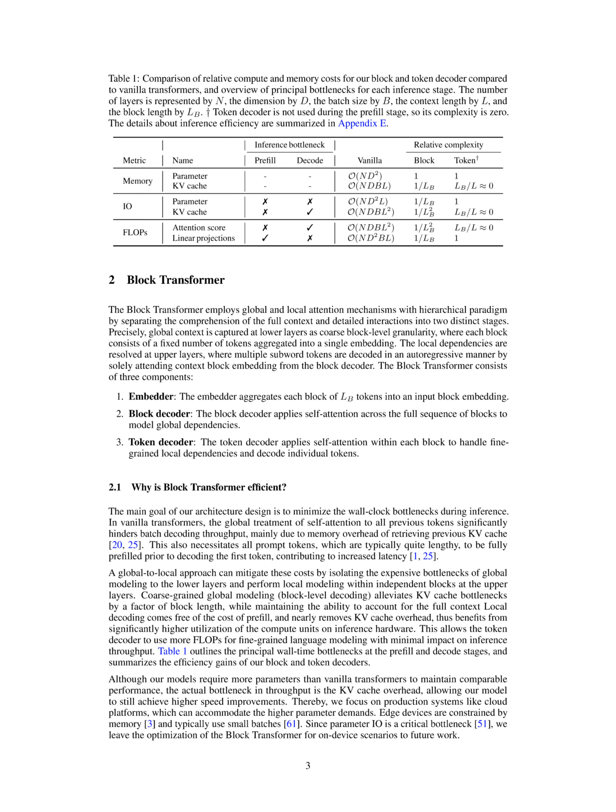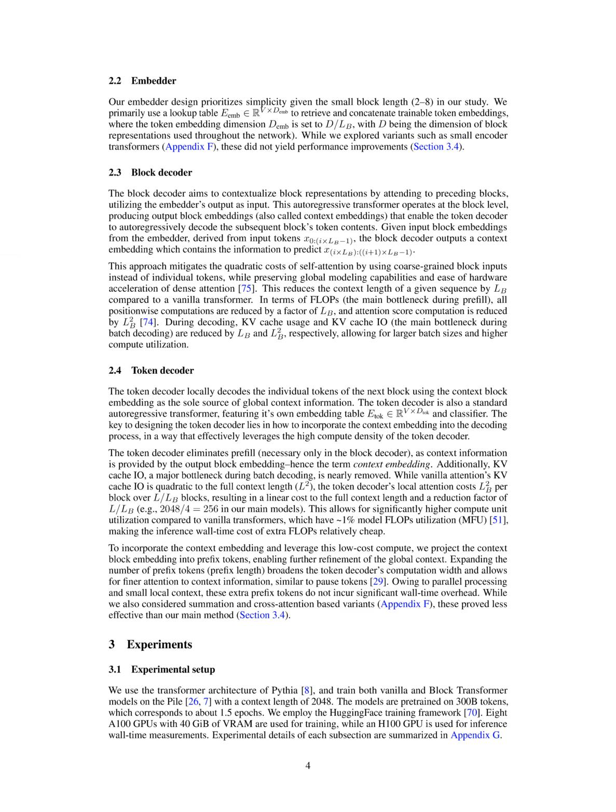The three main components involved in the architecture are: 1. Embedder. This component aggregates each block of L_B tokens into an input block embedding. It uses a lookup table to retrieve and concatenate trainable token embeddings, prioritizing simplicity given the small block length in the study. 2. Block decoder.